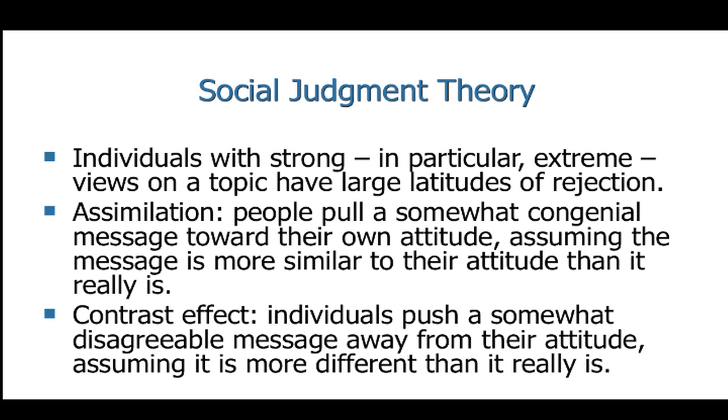Social judgment theory argues that individuals with strong, and in particular extreme views on a topic have large latitudes of rejection. Assimilation is when people pull a somewhat congenial message toward their own attitude, assuming the message is more similar to their attitude than it really is. The contrast effect is when individuals push a somewhat disagreeable message away from their attitude, assuming it is more different than it really is.